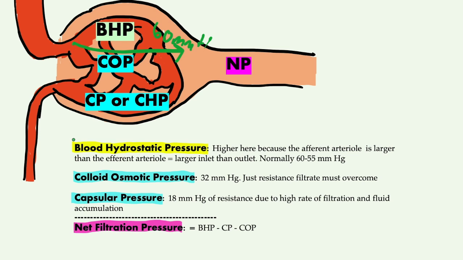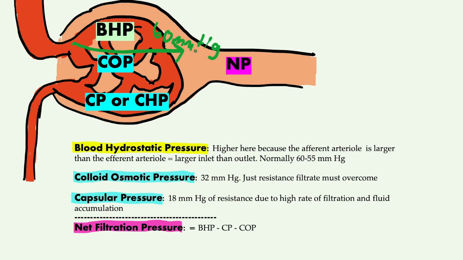Now let's talk about filtration pressure. To understand filtration pressure, let's move over to the ThinkPad. There are three coefficients that account for filtration pressure. The first one includes blood hydrostatic pressure, which is normally 60 millimeters of mercury.